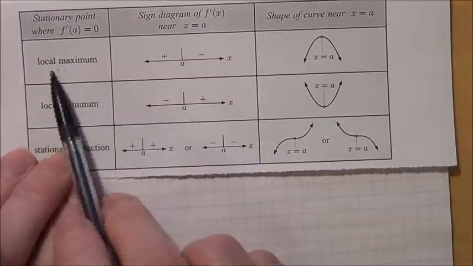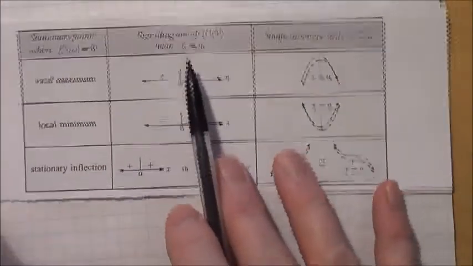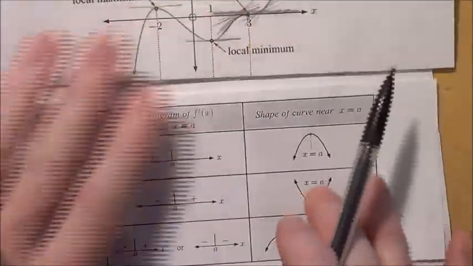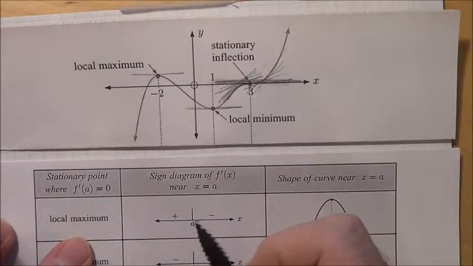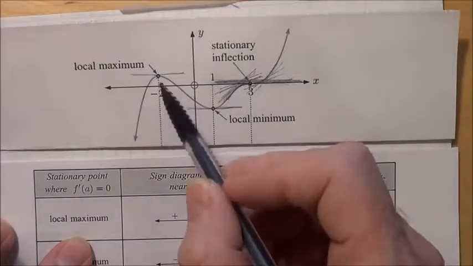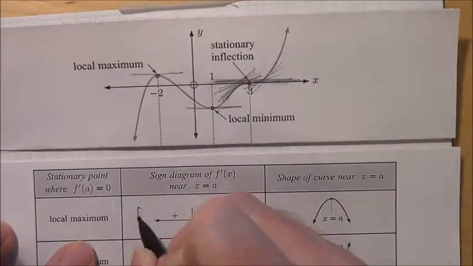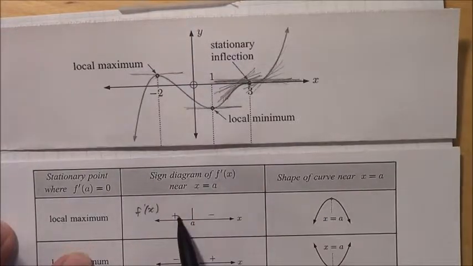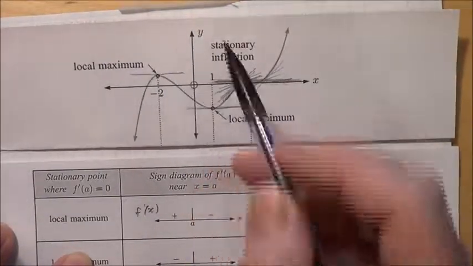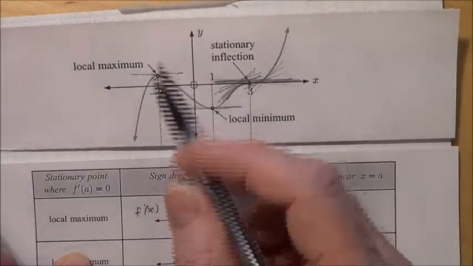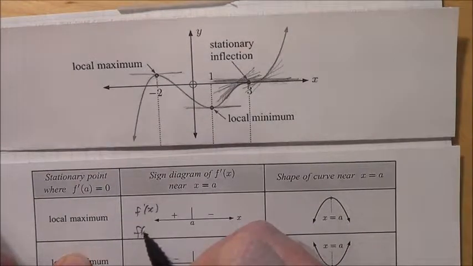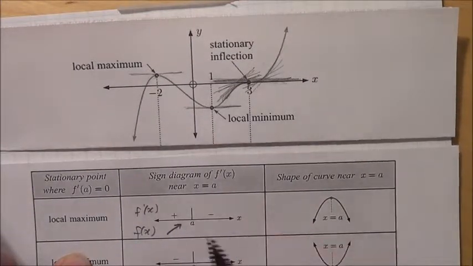If we have sign diagrams like this, we can have a local maximum like we just saw, and maybe I'll just reference this, a local maximum here. On the left side of that value, x equals a, here it's x equals -2, we see that the derivative function is positive because it's increasing. The slope of the tangent, the gradient of the tangent, is positive. Therefore, the actual function is going to be increasing like this.